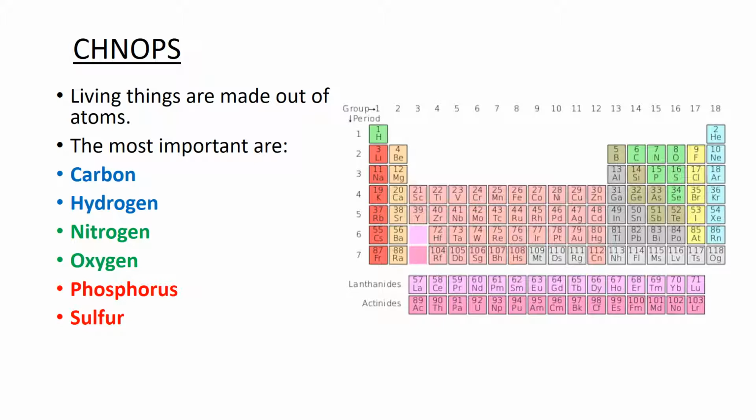Let me point one thing out here. Look at the periodic table. In the periodic table, these elements are basically grouped together. You have carbon, nitrogen, and oxygen, phosphorus and sulfur right here, and hydrogen's kind of over here by itself.